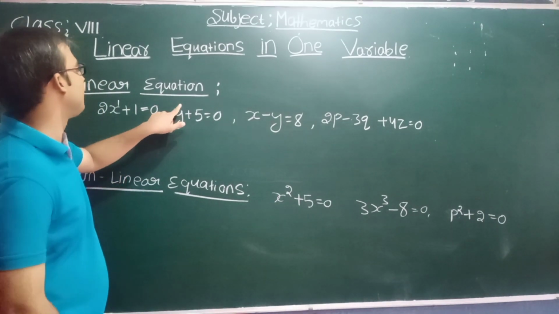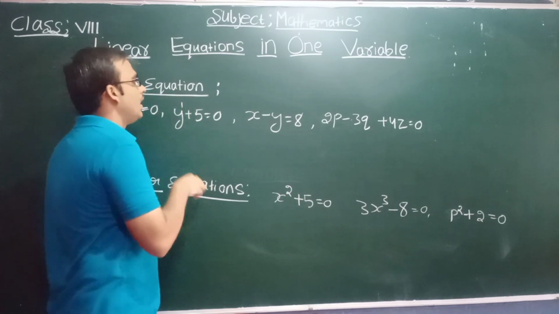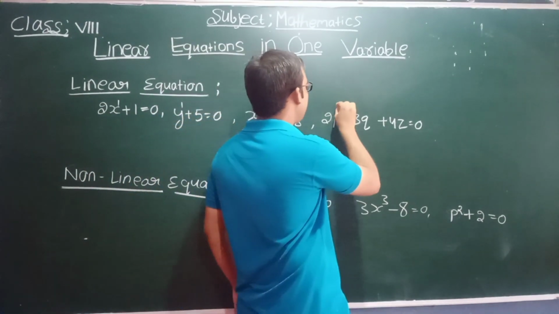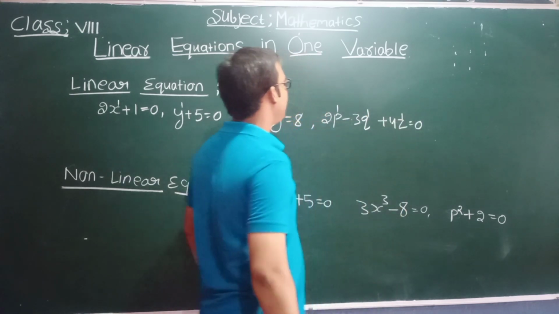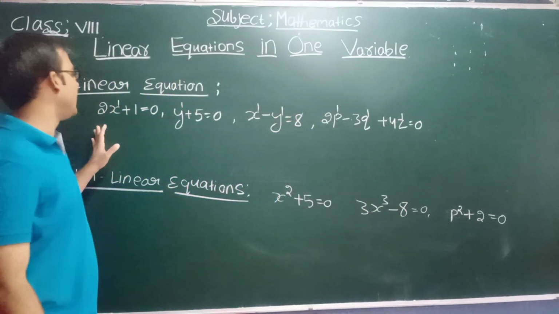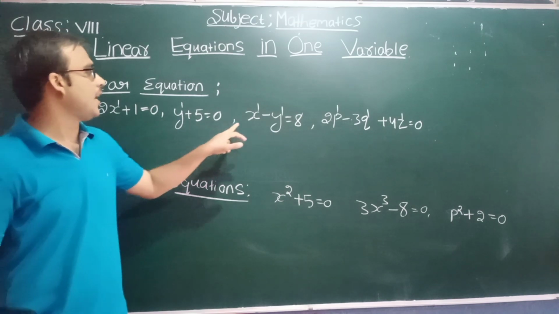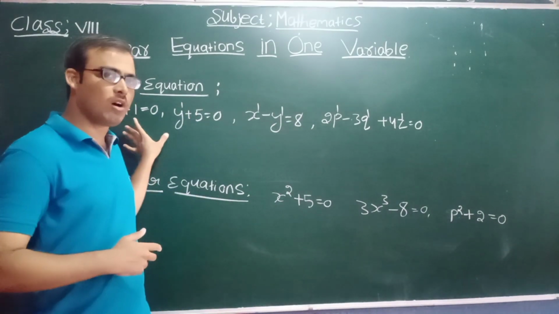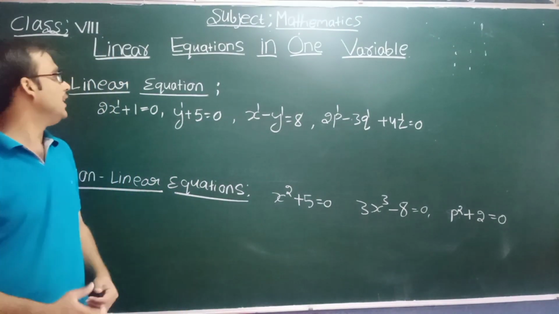The highest exponential power of this variable is 1, and the exponential power of this variable is 1, and here also the highest exponential power of these variables is 1. So you can see that the highest exponential power of each and every variable is 1. So we can call this type of equation a linear equation.